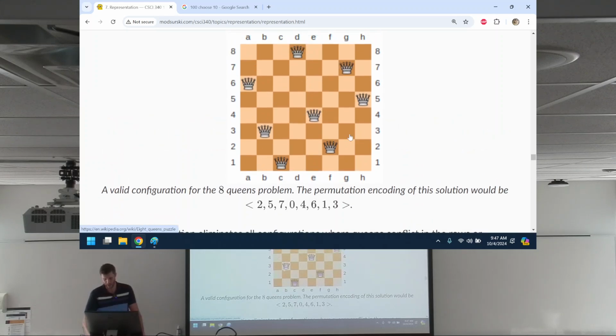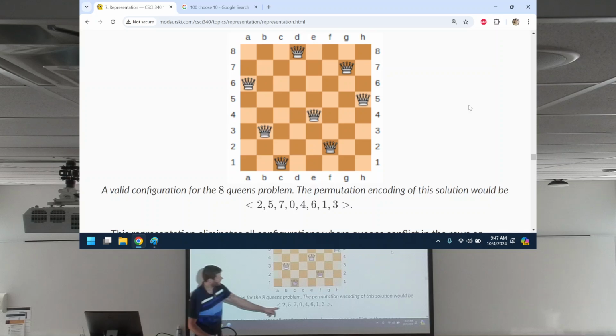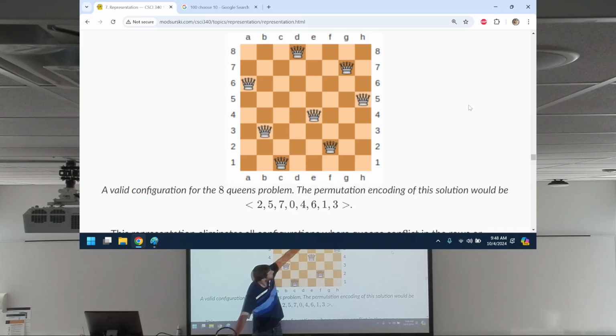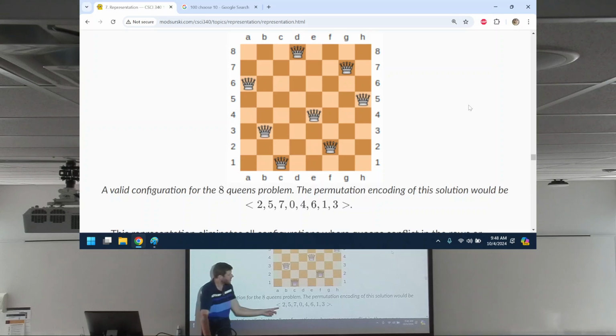Perfect. So here we have 2, 5, 7, 0, 4, 6, 1, 3. That would be like this encoding, this genotype, gets us this phenotype. This phenotype would be encoded as this genotype. Pretty cool, right? This is clever.